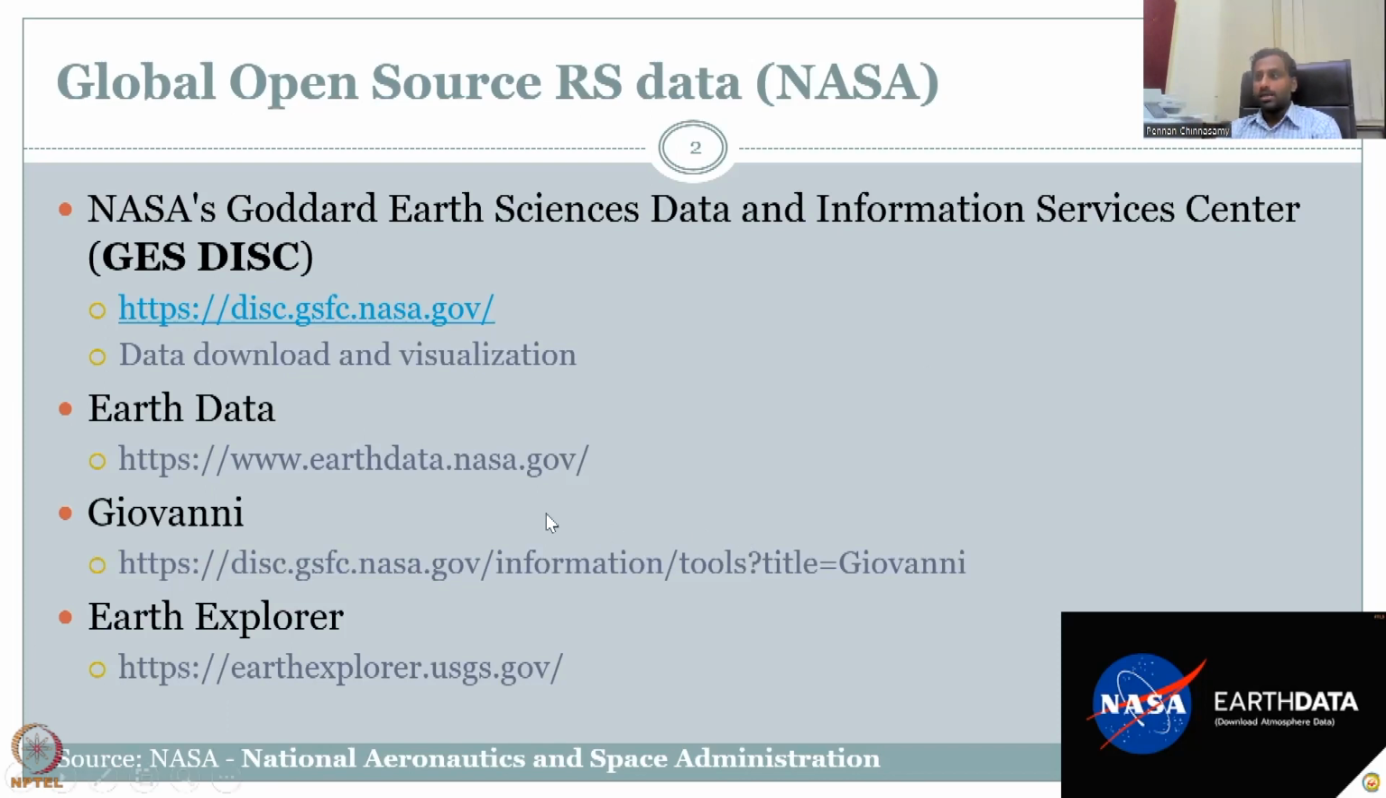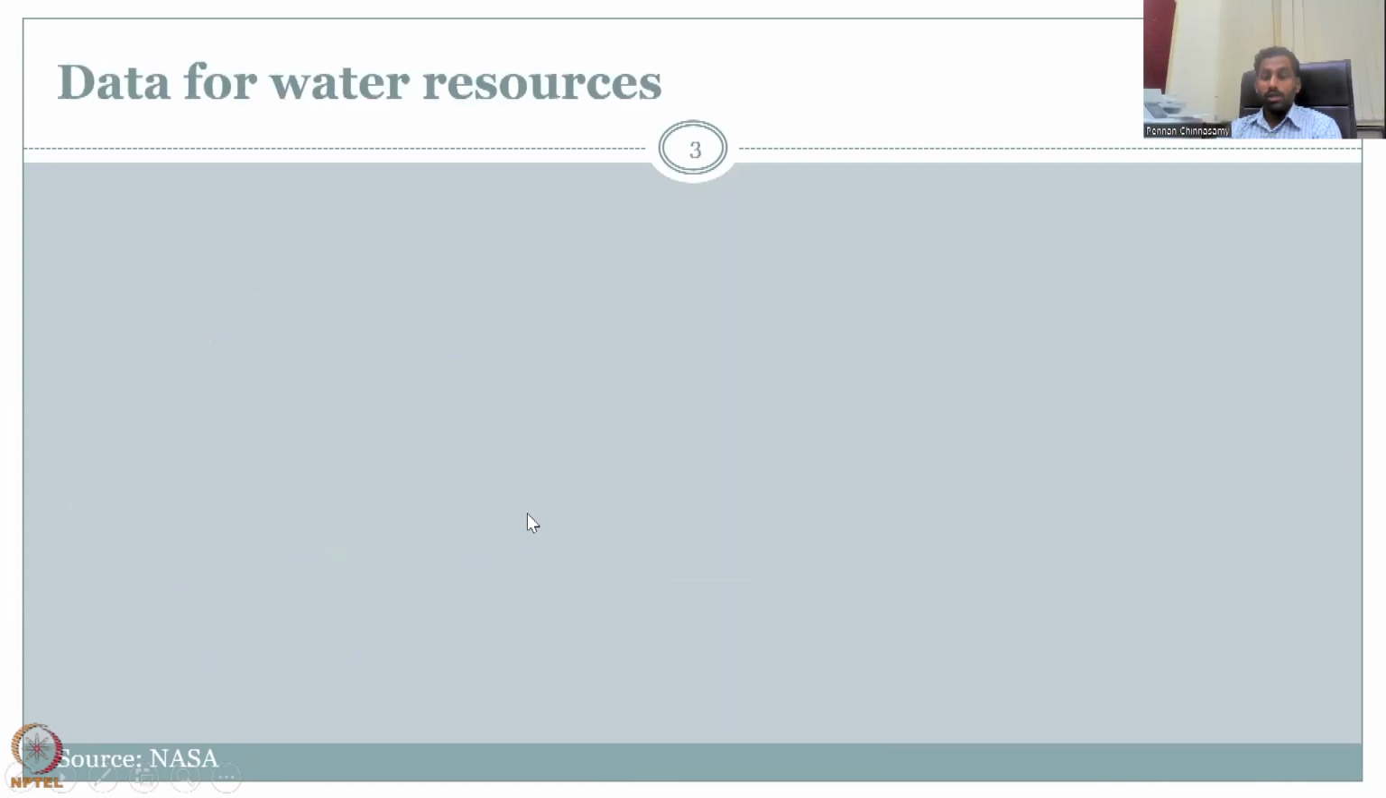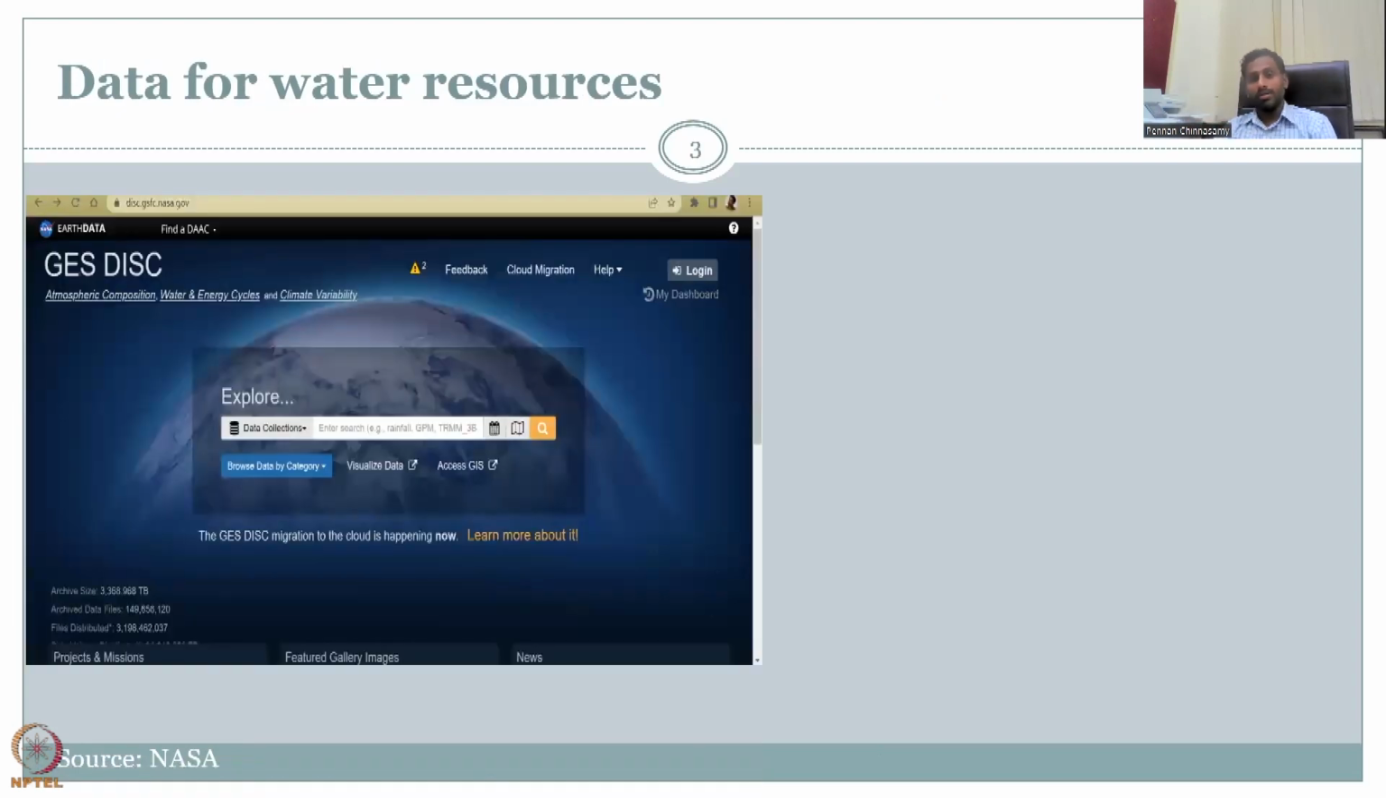Okay, so as I said, we will look into the data for water resources and climate. Climate I will cover in the next class, but water resources, because we will see more and more water data that is coming out. When you open GES DISC, you will come up to this kind of a page. In this page, you see a search box. And here it gives examples. It says rainfall, GPM, TRMM data. So you can actually search for a parameter.